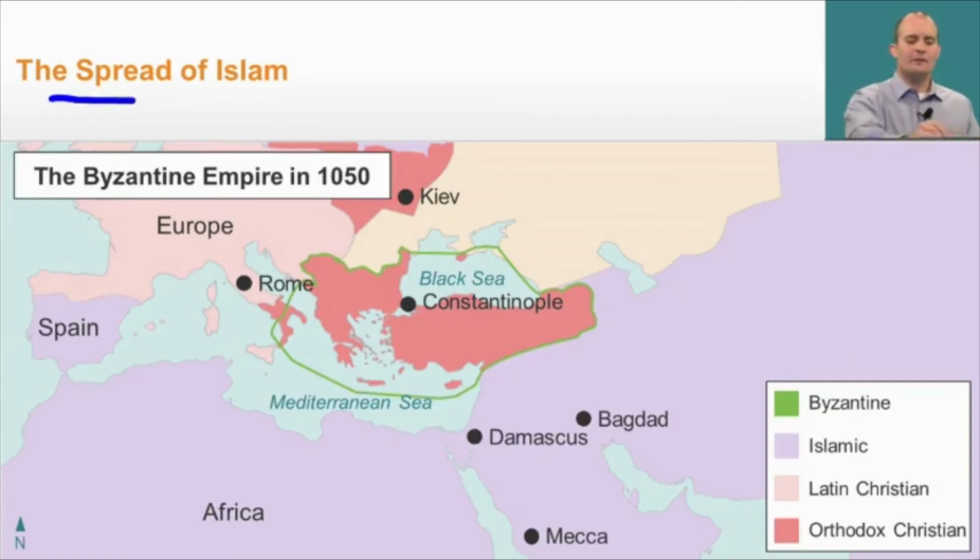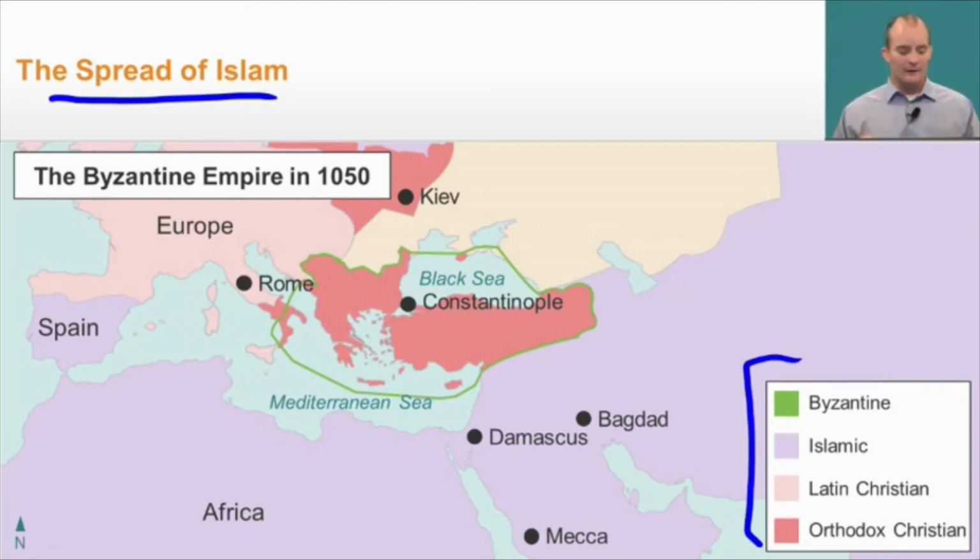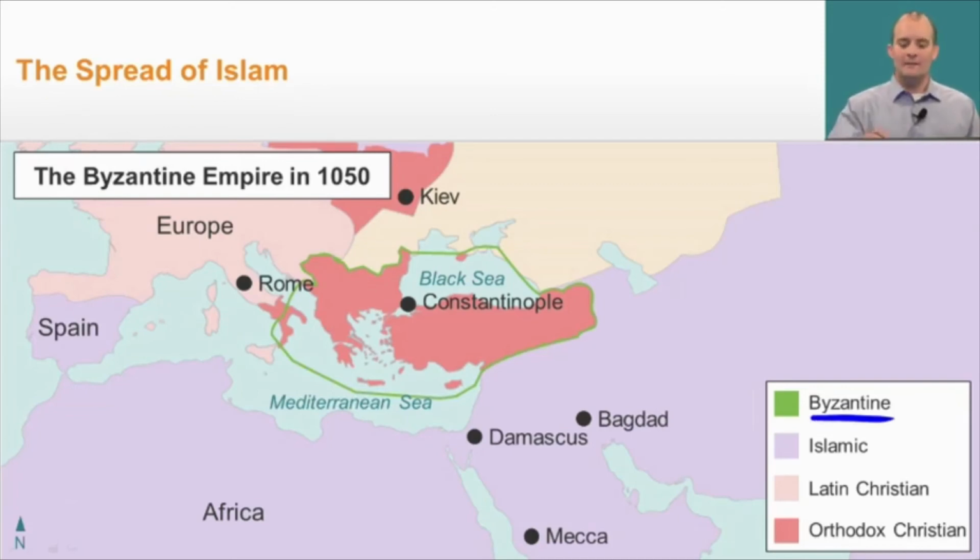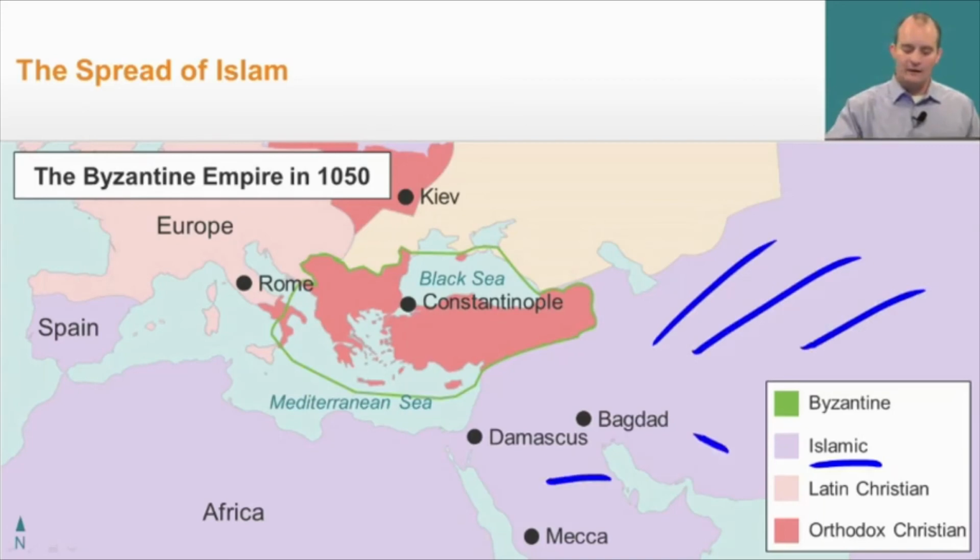So you can see further the spread of Islam and the breakdown of Europe based on the different religions as well as religious sects. You can see the green is the Byzantine Empire. It's this area all in green. This is the area that they were able to control in 1050. Now the Byzantine Empire, they were Orthodox Christian, so you can see right here as well as up here. Now the rest of this light pink area, or light purple area, excuse me, is all the area that was controlled by the followers of Islam.